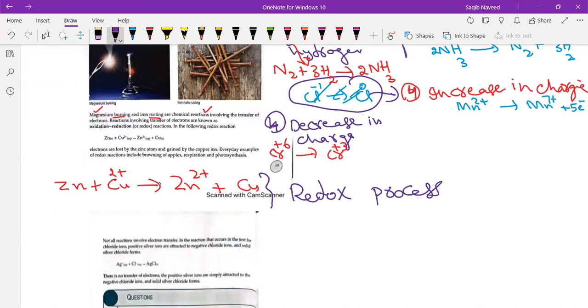And how is it redox? It is reduction, oxidation. This word is derived from reduction and oxidation.